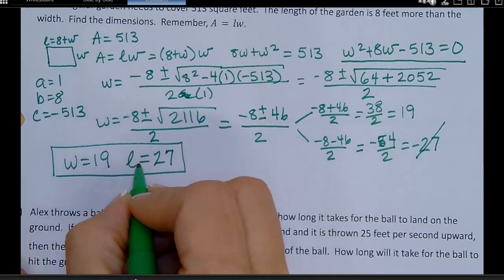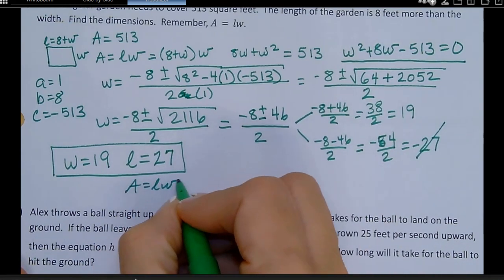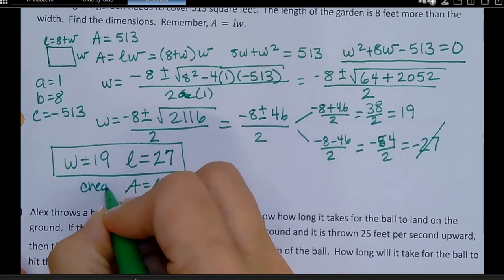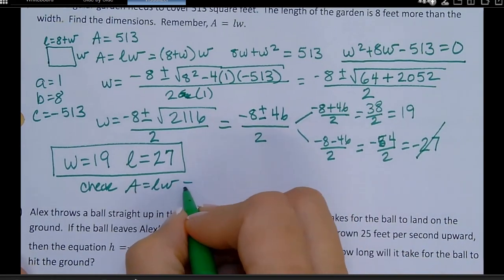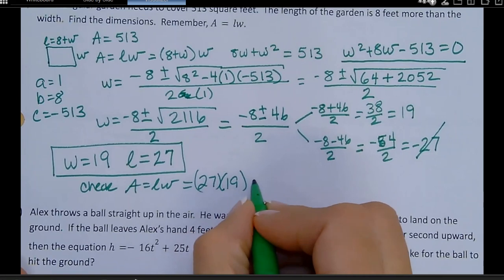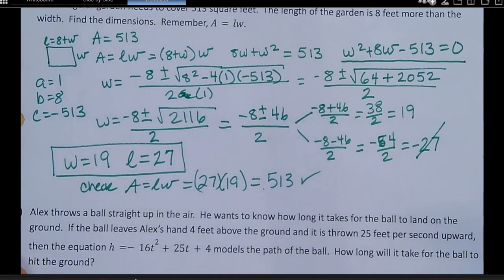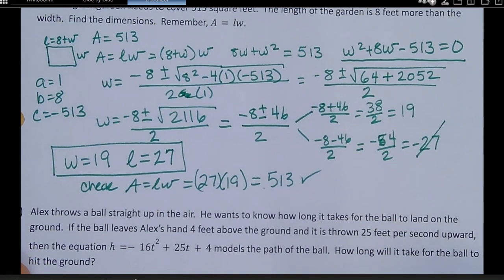And if I want to just double check, we know area is length times width, right? So I'm going to check my work if I can. Length times width would be 27 times 19. When I multiply those together, I get 513. So check, I believe my work is true.